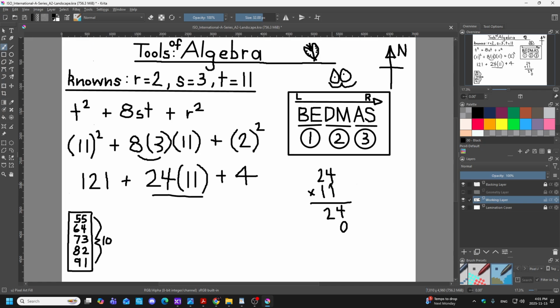First we did the ones. Now we're doing the tens. This is why you need the place filler. Place filler 0. All right. 1 times 4, 4. 2 times 1, 2.